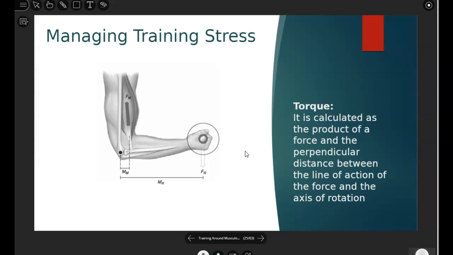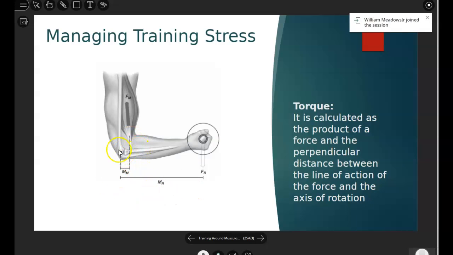So how do we manage training stress? When I talk about this, torque is going to be very important. Torque just dictates how hard a muscle needs to work to overcome a specific load. Anytime that you are lifting, you're going to have what's called a muscle moment arm, which stands for MM right here. You're also going to have an external moment arm, which is maybe one of the less important parts of this, and it says MR right here.